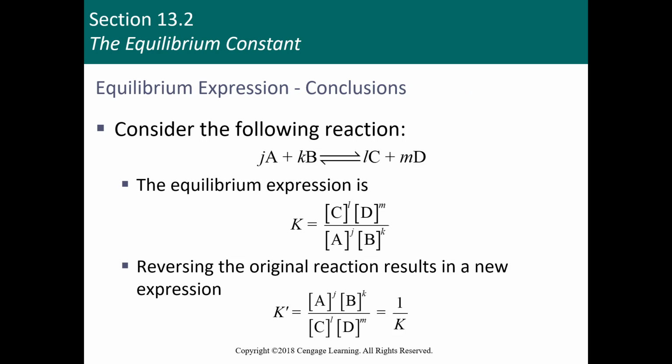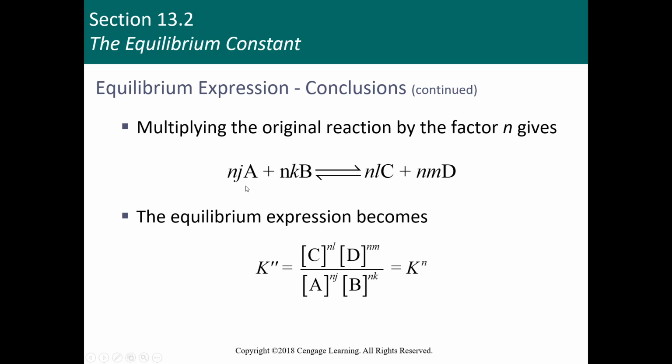So let's consider this following reaction right here. We have our equilibrium expression here. So if we reverse this original reaction, what's going to happen? Well, we just flip all these terms, right? And so thus we get this one right here. So if we reverse an equilibrium, the equilibrium constant has to be the inverse.